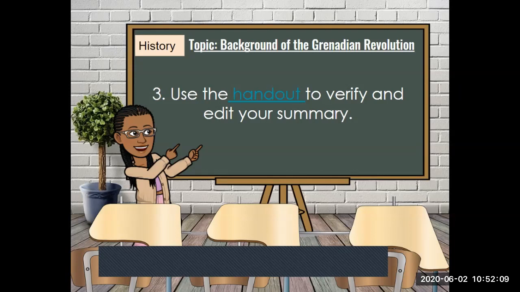So you're going to check the dates and check the information you have in your summary, and if it is correct, then kudos to you, great, good job. And if it is not correct, then you're going to edit it and put in the correct information.